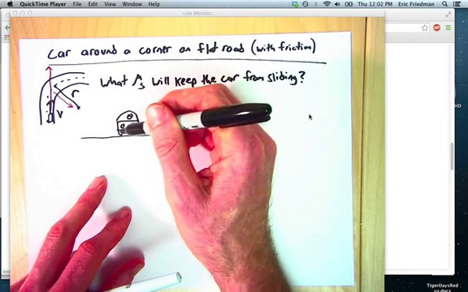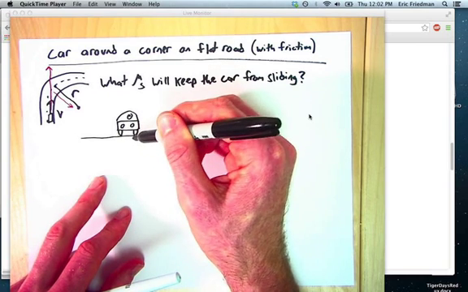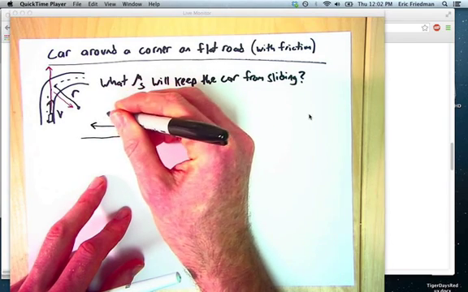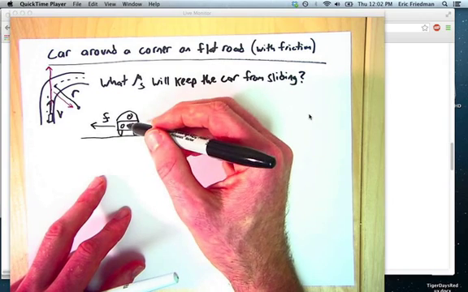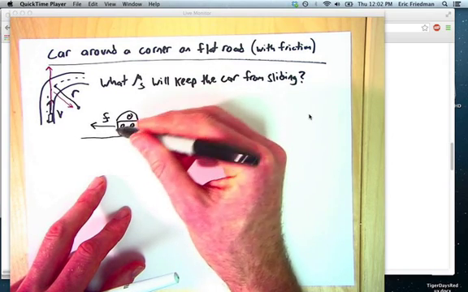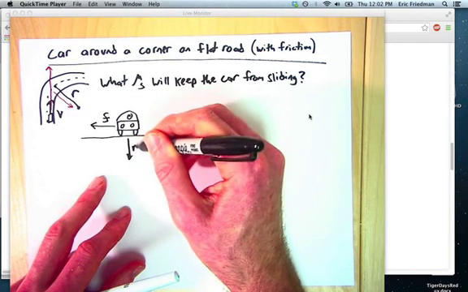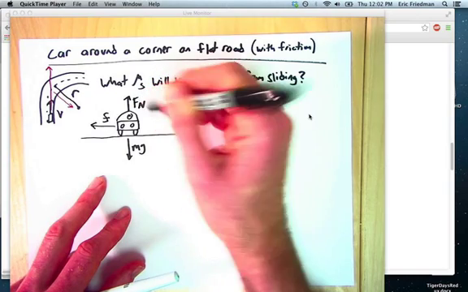What we need is some friction force between the tires and the road, and the friction force has to push the car that way towards the center of the circle. Friction needs to go that way towards the center of the circle. If there's no friction, then the car is not going to turn that way. It'll just keep going in a straight line. Other forces we have over here, of course, are mg, and we have a normal force as well.